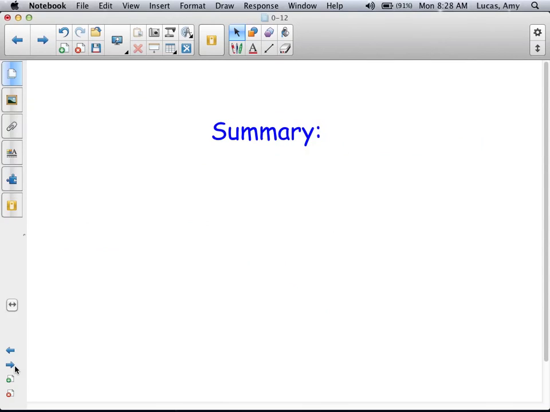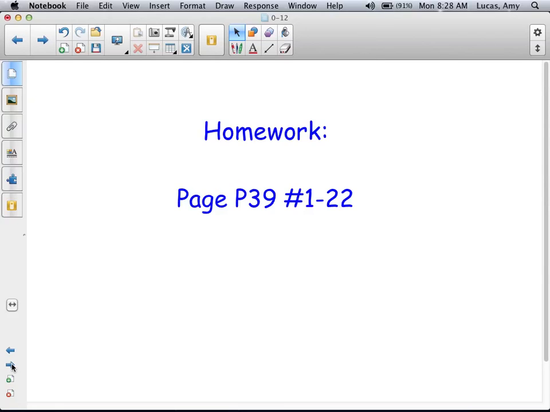That wraps up our review. So you're able to write a summary now, answering your essential question, and your homework problems. They are on page P39. P39 is found in the 0 chapter at the very beginning of our book. So make sure that you're not on regular page 39, but P39. And the problem numbers are 1 to 22.